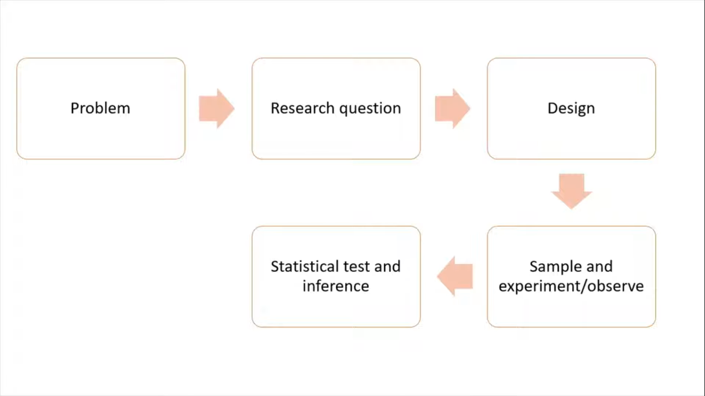Anything starts with a problem. You have to face a problem from which you frame a valid research question. Once the research question has come into your mind and you are clear about what you are to do, you come up with a valid design. Then you have a valid sampling and experimentation from which you select a valid statistical test and do a proper inference. So all of these form a part of a whole. Nothing stands in isolation from one another.